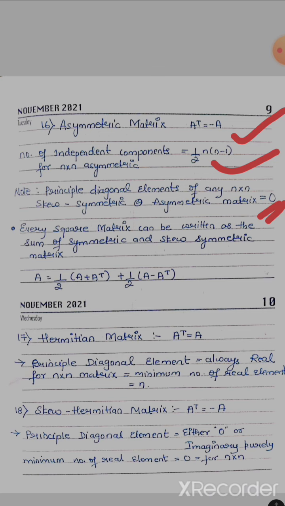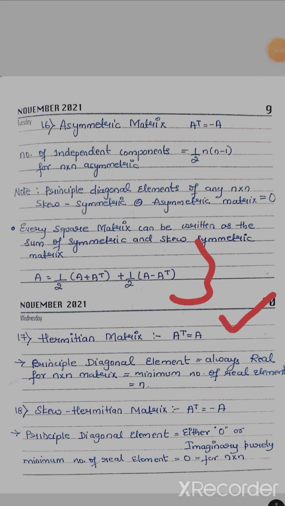Next, coming back, every square matrix can be written in the form of the sum of a symmetric matrix and a skew symmetric matrix. Okay, this is the form of representation of any square matrix. Okay. Next, Hermitian matrix: if A transpose conjugate is equal to A, here the principal diagonal elements are always real.